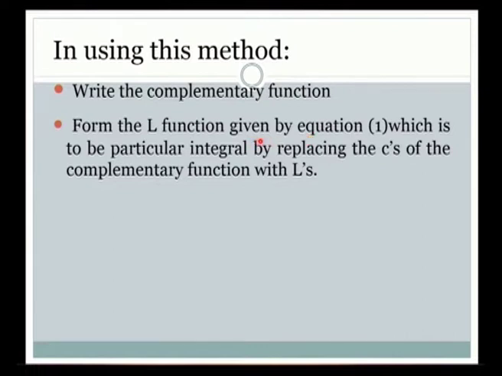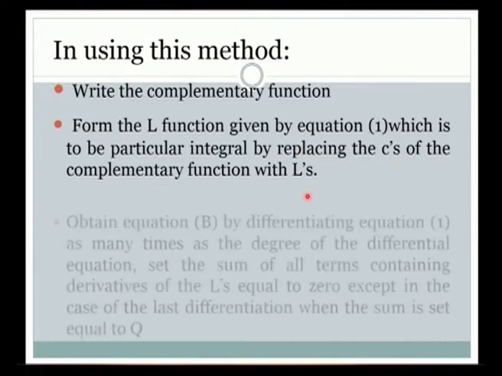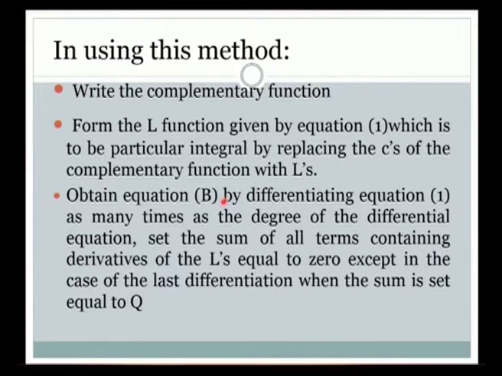Like that, we need to form the L function, which is to be a particular integral, by replacing the c's of the complementary function with L's. Then obtain equation B by differentiating equation 1 as many times as the degree of the differential equation. Then set the sum of all terms containing derivatives of the L's equal to 0, except in the case of the last differentiation, when the sum is set equal to Q.